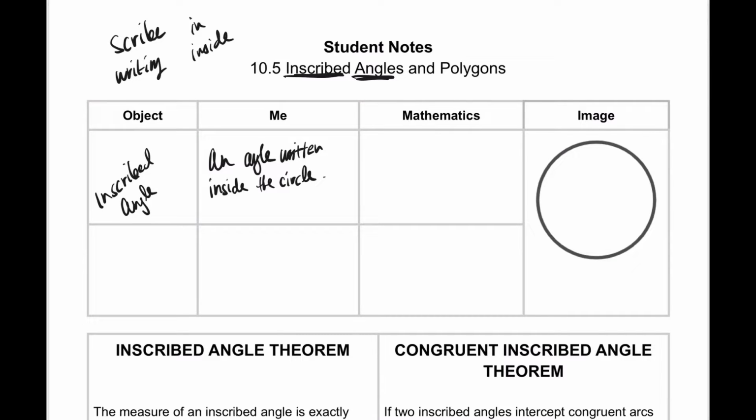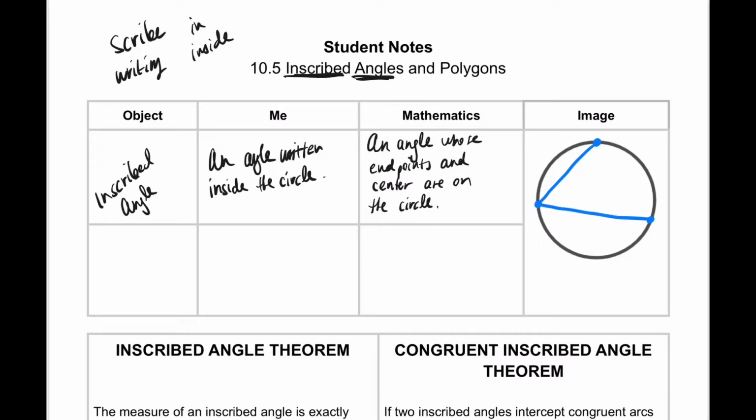So to be very precise in mathematics, all we're going to say is it's an angle, right? An inscribed angle is an angle whose endpoints and vertex are on the circle. Okay? How can I draw that? I'm just going to pick 3 points on the circle. Here's an endpoint, here's a vertex, here's an endpoint. That's an inscribed angle. This angle is written inside the circle.